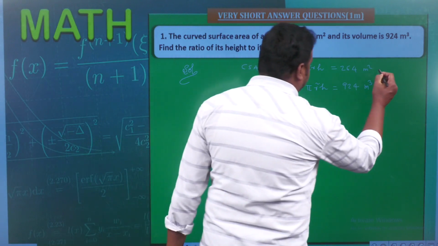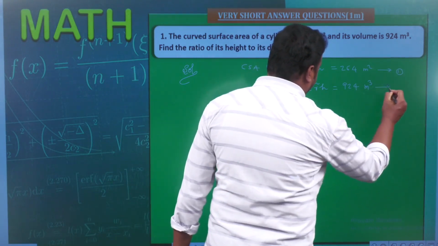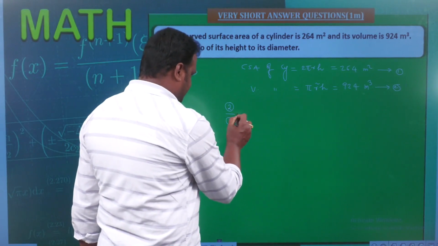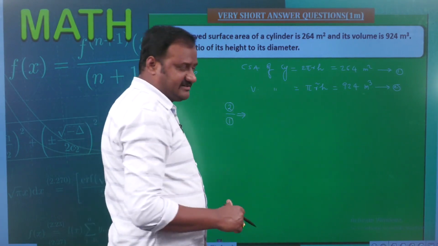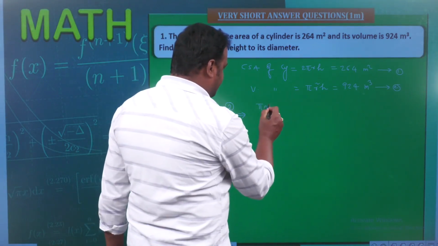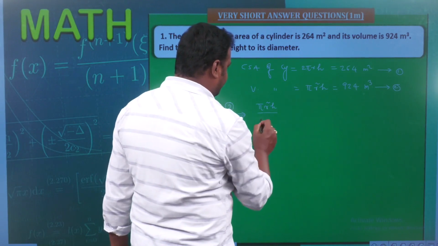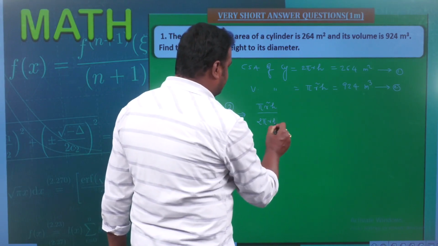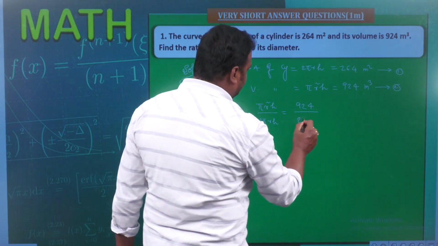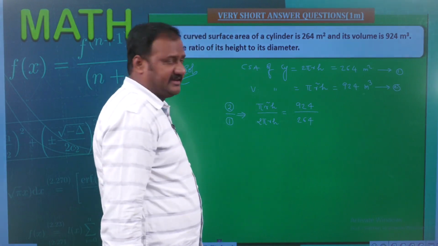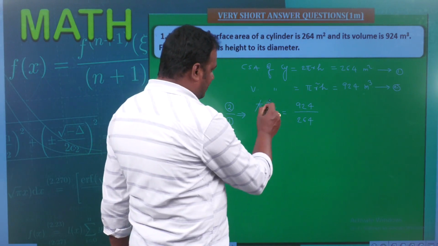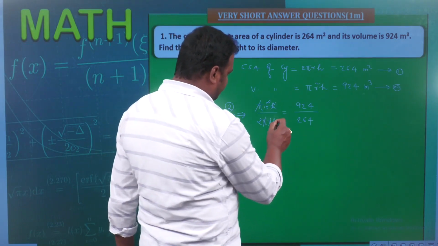Let us suppose this is the first information and this is the second information. I am going to do one thing: the second equation by the first equation, left hand side by left hand side is equal to right hand side by right hand side. Second equation, left hand side is pi r square h divided by 2 pi r h, is equal to 924 divided by 264. Am I clear? See the cancellation. Pi and pi get cancelled. One r gets cancelled. One h and one h get cancelled.